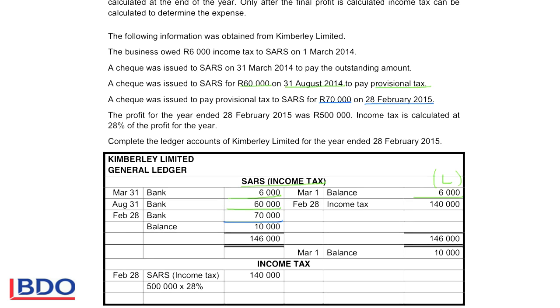The first time that you can write in your income tax account is when you know what is the actual income tax for the year. So at the end of the year, the profit is calculated.